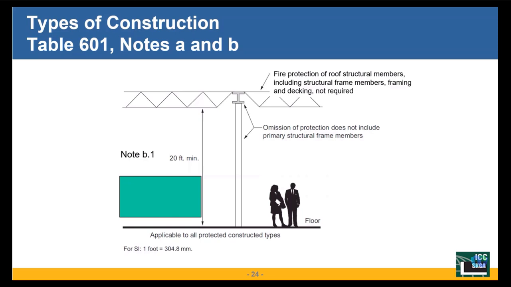So here again, fire protection of roof and structural members, including structural frame and decking, is not required when the height is 20 feet. It's thought that because of the height, if there is a fire at the floor level, it will not affect the structural member because 20 feet is too high.